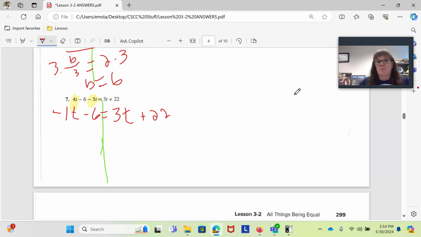Now, one thing you notice real quickly here is we've got t on both sides of the equation. So I definitely have to do something here. I can either move the negative 1t from the left to the right, or I can move the 3t from the right to the left. It really doesn't matter. I'm going to go ahead and move the negative 1t over just because it helps me not have a negative anymore. I'm going to move it by adding.